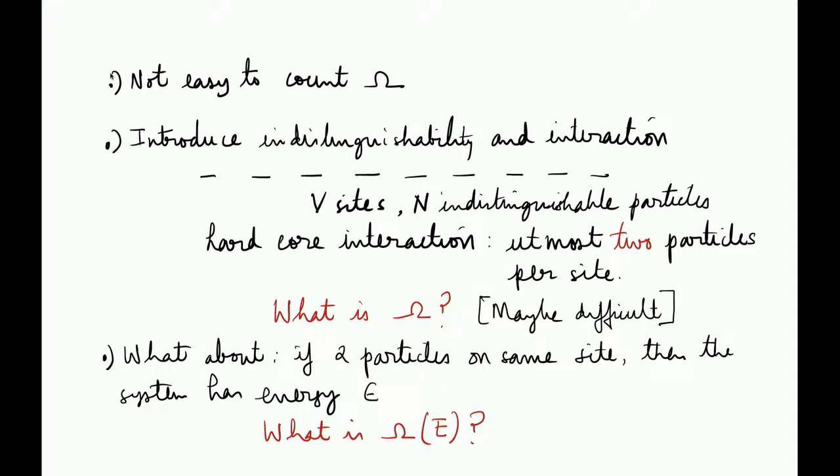Is the problem clear? Whenever things pair up, I give it energy epsilon. Epsilon could be negative or positive, but write down abstract epsilon.